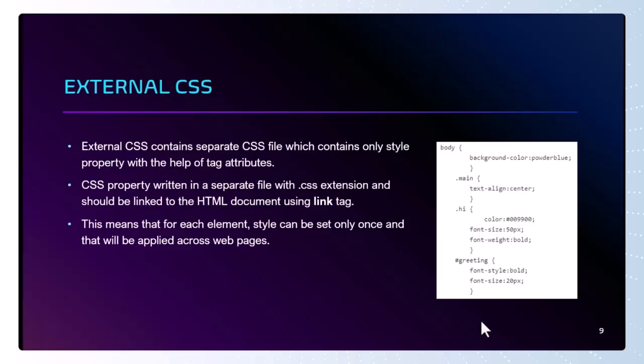External CSS is a separate CSS file, and it contains only style properties, with the help of tag attributes. You're going to link it in the head section. You'll provide a link to the CSS style sheet, and then inside that separate file, you would have your rules.